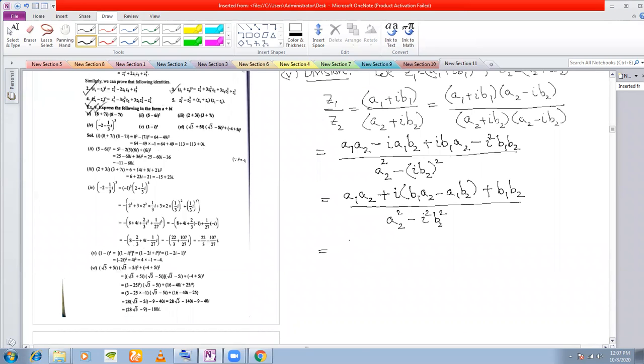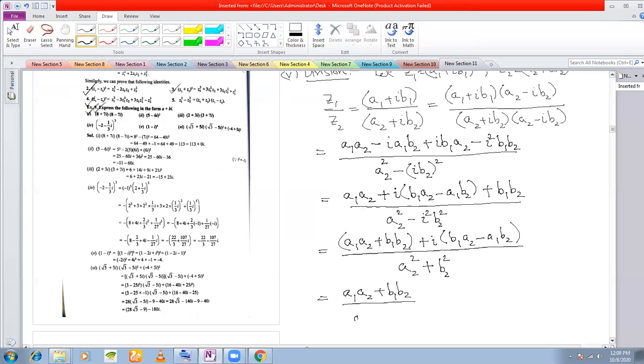Now you take the real parts together. a1 a2 plus b1 b2 plus i times b1 a2 minus a1 b2 divided by a2 square, i square is minus 1, minus combines to get a plus, b2 square. Now you want to express this in the form x plus iy. So what you do is you separate the real part, and you separate the imaginary part.